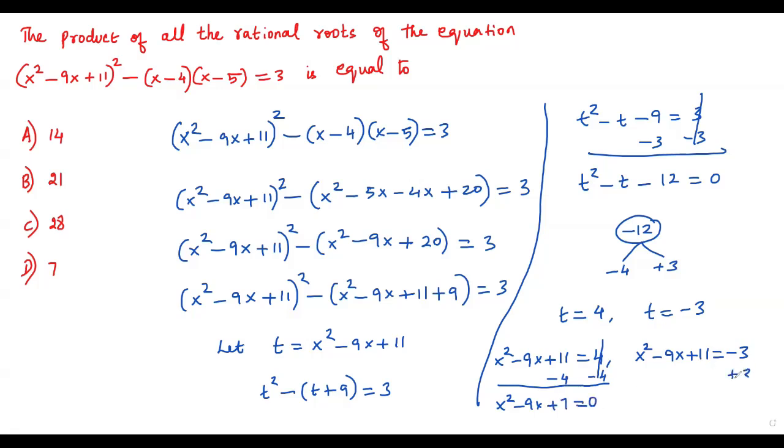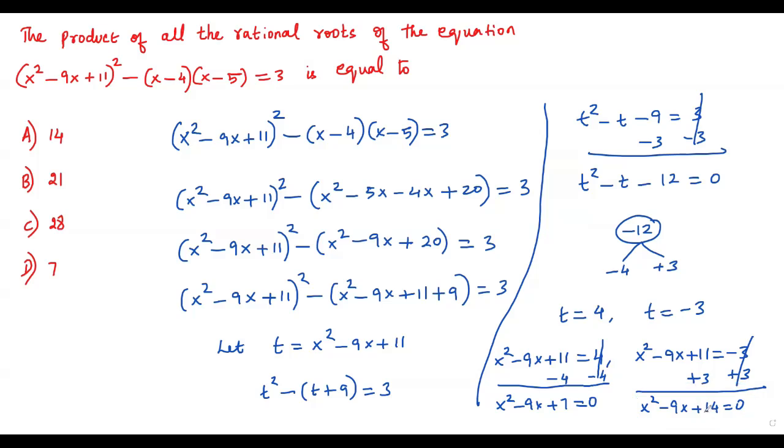And here I can add 3 to both sides. When I do so, this negative 3, positive 3 will cancel. I'm getting x² − 9x + 14 = 0. Here I got two quadratic equations in standard form, and as I said earlier, we'll have four roots of the given equation. That is two roots from this quadratic equation, two roots from this quadratic equation. So in all we have four roots for the given equation.